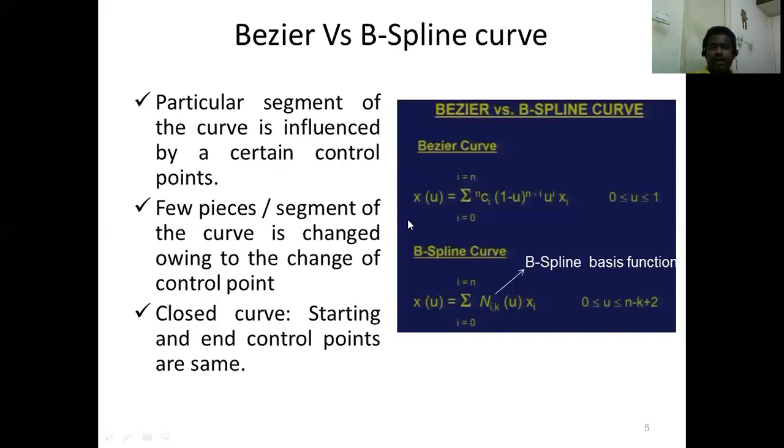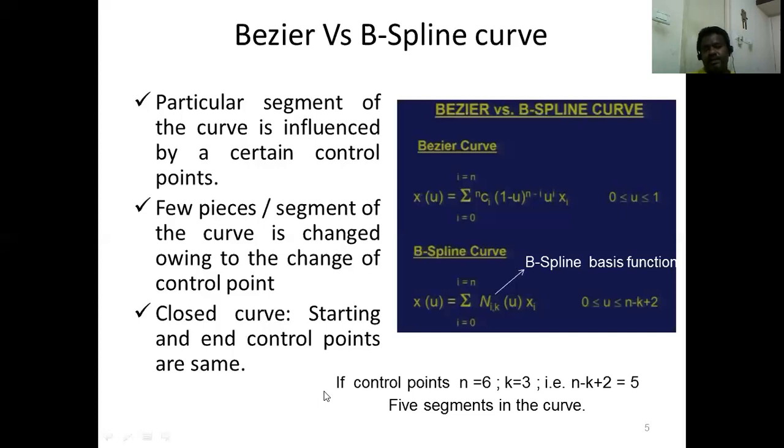So what I am trying to convey here is that a particular segment of the curve is influenced by certain control points. The user can define 3 control points, or 4 points, or 2 points, to influence a particular segment of the curve. It's a user-defined value. Closing a curve means the starting and end control points are the same. That will be a closed curve.